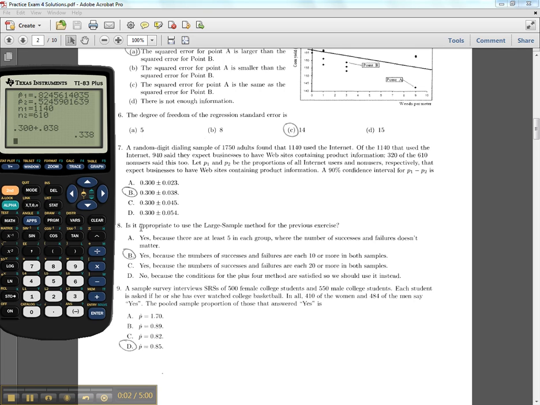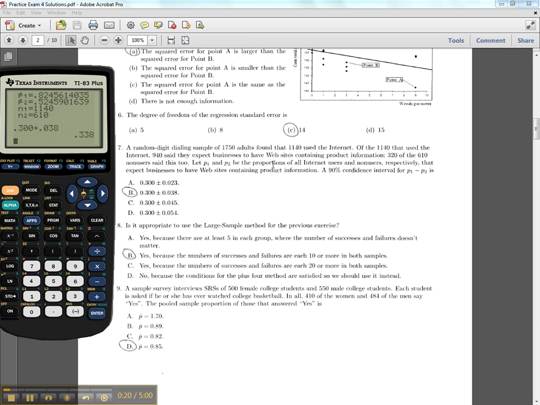Alright, number 7 and number 8 for the practice exam. A random digits dialing sample of 1750 adults found that 1140 used the internet. Of the 1140 that used the internet, 940 said they expect businesses to have websites containing product information. 320 of the 610 non-users said this too.